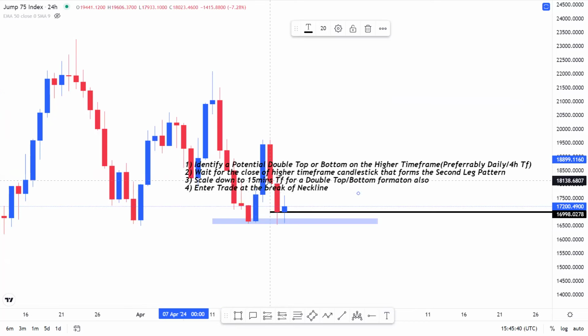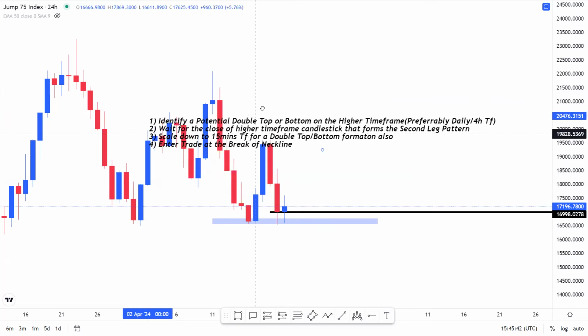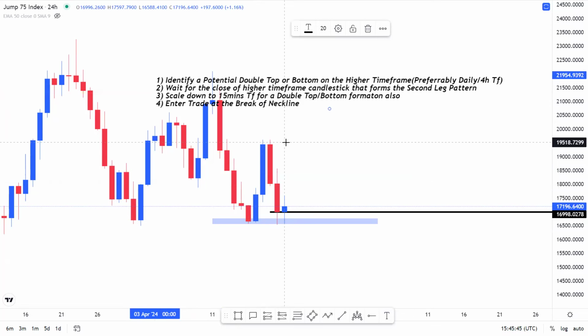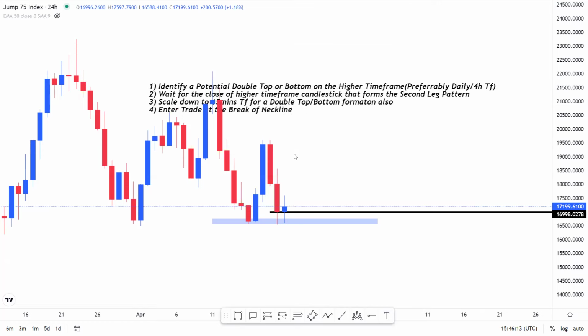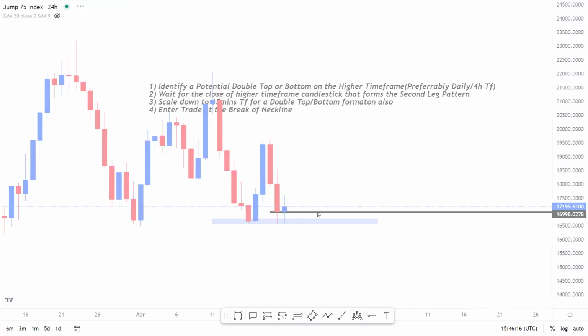And then this takes us down now to the 15 minutes time frame. But then, of course, I want to show you something on the hourly time frame. So clearly we have what? Identified our reversal chart pattern, our double bottom pattern, from the daily time frame. We waited for the close of the daily time frame candlestick because we identified the chart pattern from the daily time frame. Like the rule states, always wait for the close of the higher time frame candlestick where you must have identified the potential pattern from. And then we're looking at the hourly time frame on Jump 75 index.